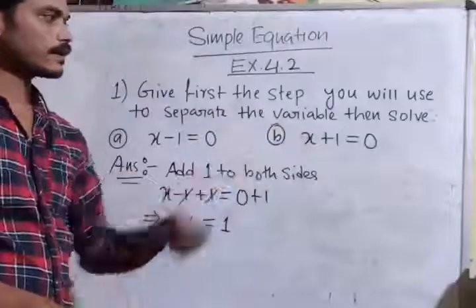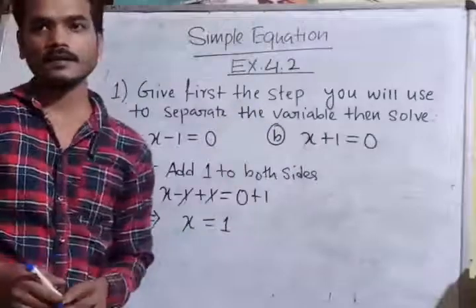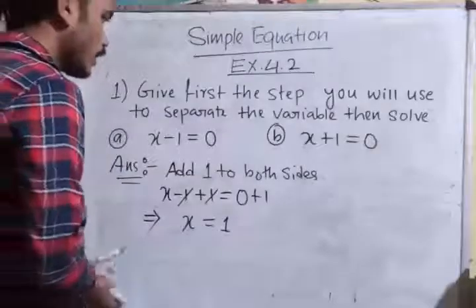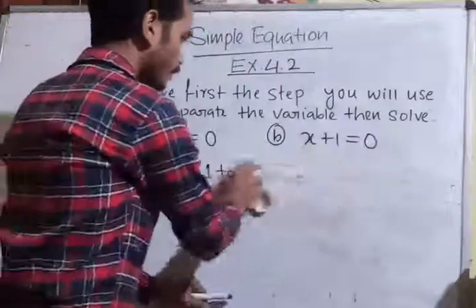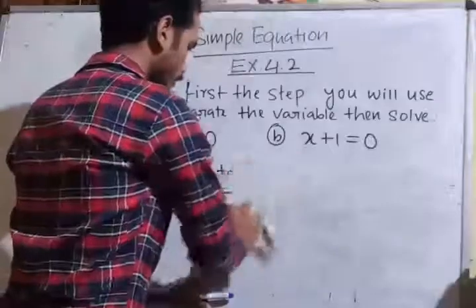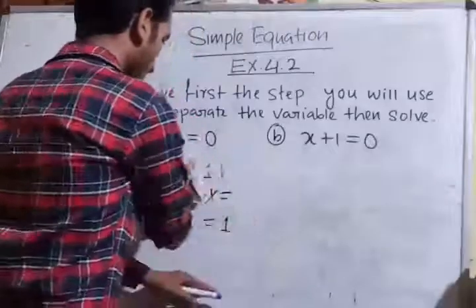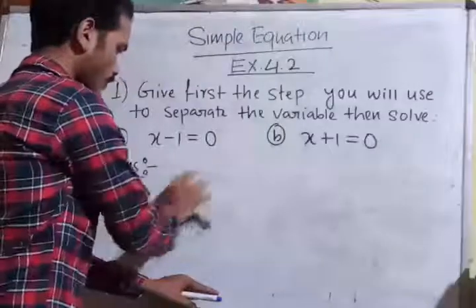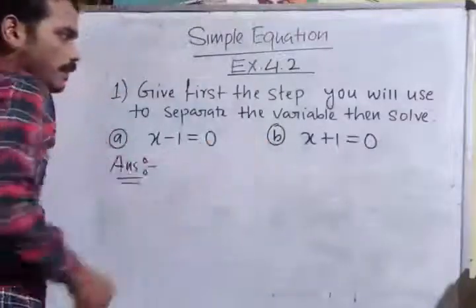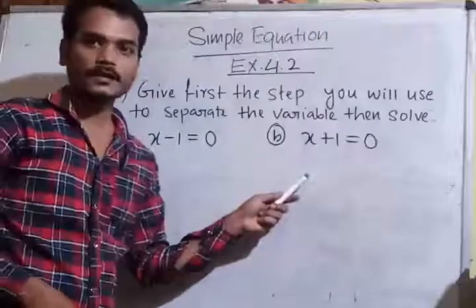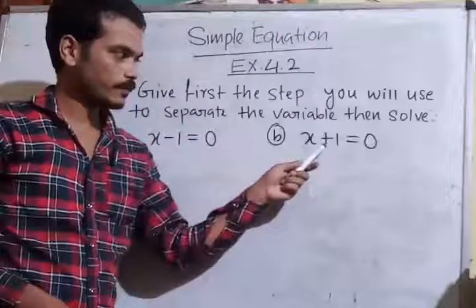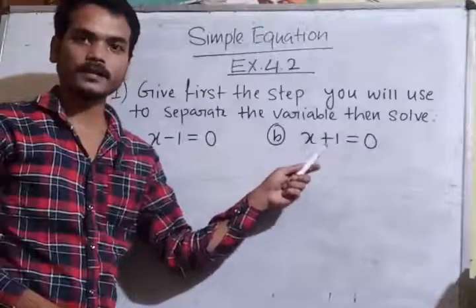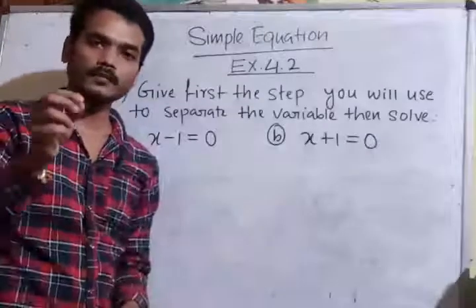Now same thing, x plus 1 equal to 0. This is the number b given. So let's see how to solve the b. Now in this b, this is x plus 1 equal to 0 given. So what you have to do, you need to see the number first. This is 1. This is plus 1 or minus 1. This is plus 1. Means you have to do minus.